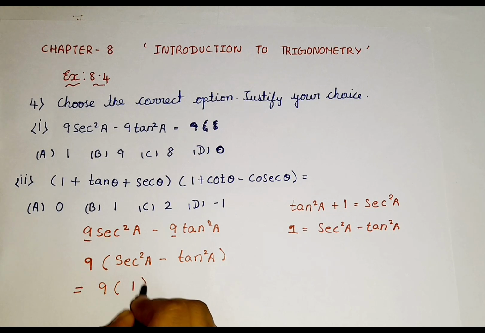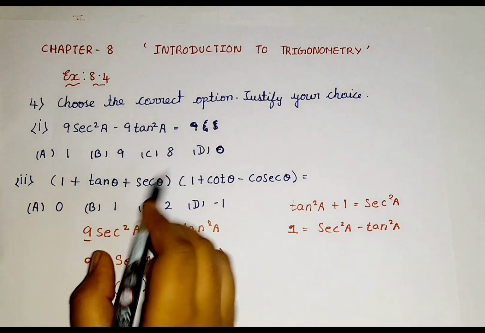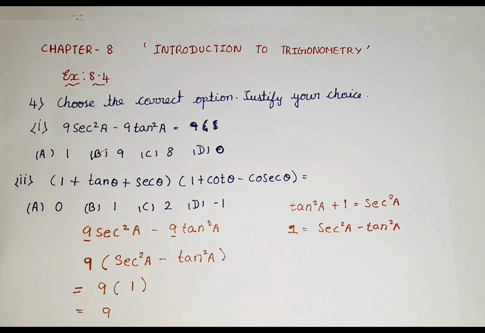So let's write 1, and then it is equal to 1 into 9, which is 9. In the options we have 9, that is B. So that is our answer. Now we are going to be solving the second subdivision.